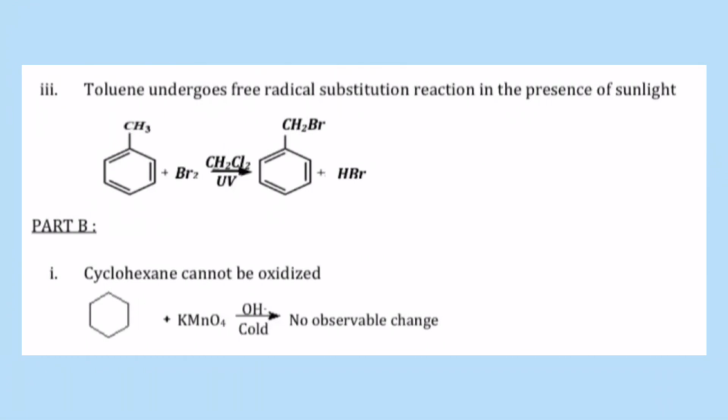Next, Part B. 1 Roman. Cyclohexane cannot be oxidized. So, draw cyclohexane, react with reagent of Baeyer's test, which is KMnO4 and OH- cold, and the reaction has no observable change.